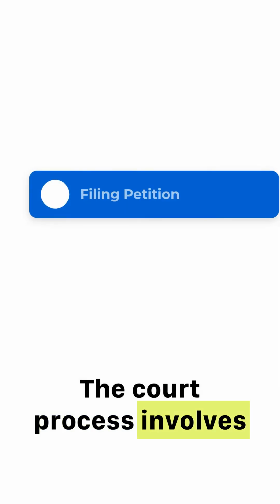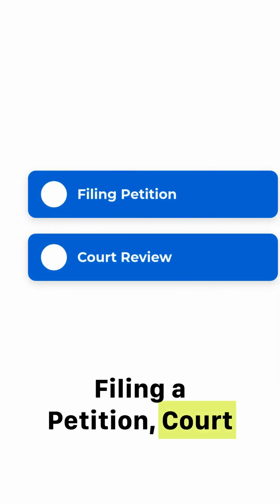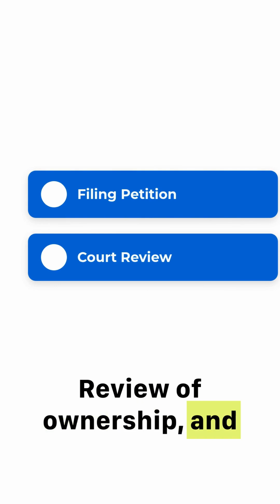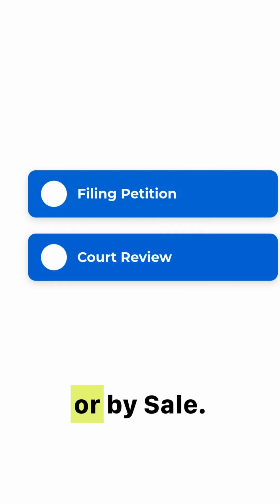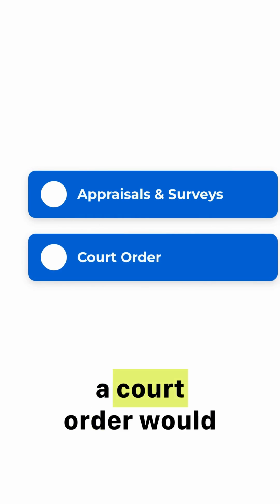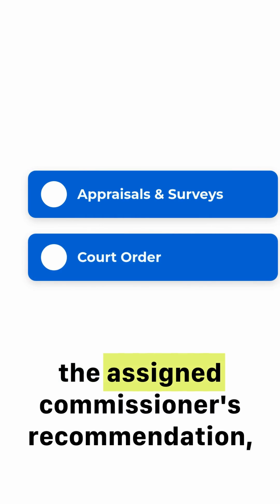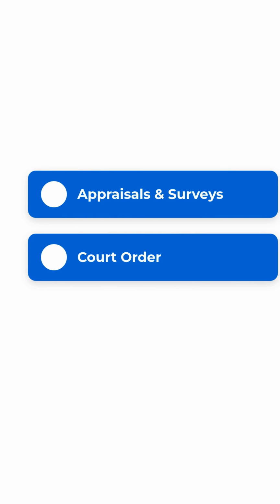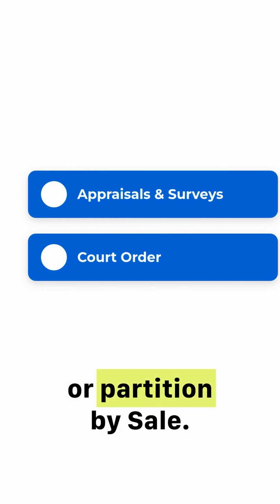The court process involves filing a petition, court review of ownership, and considering partition in kind or by sale. Next, ordering of appraisals and surveys, and then a court order would be issued based on the assigned commissioner's recommendation to partition in kind or partition by sale.